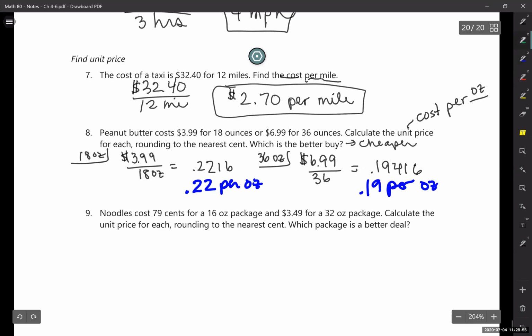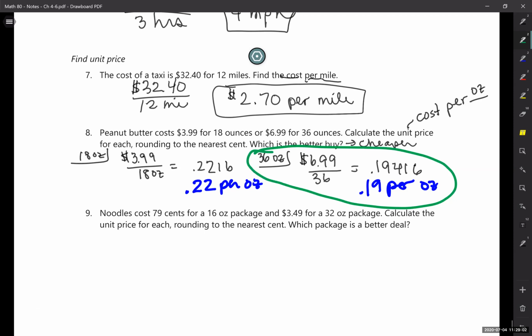And so the final answer is going to be the 36-ounce container because that only costs 19 cents per ounce, whereas the 18-ounce container cost 22 cents per ounce. So we want to know which one is the better buy, or in other words, which one is cheaper. Okay, let's try that again.